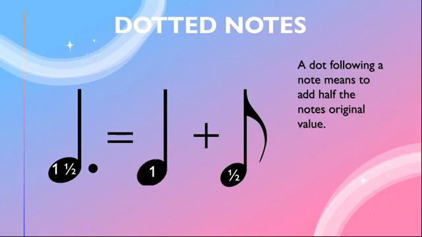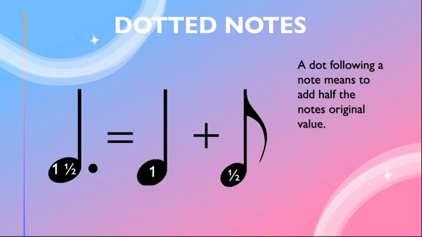Now on to the part that most people struggle with, so don't worry if it takes you a bit to understand this part. We will be going over dotted notes. Dotted notes are the notes that we learned earlier, but now with another symbol added along with them, which is this dot that is right here. A dot following a note, so it always goes after the music note, means that you add half the value of the note it's attached to.